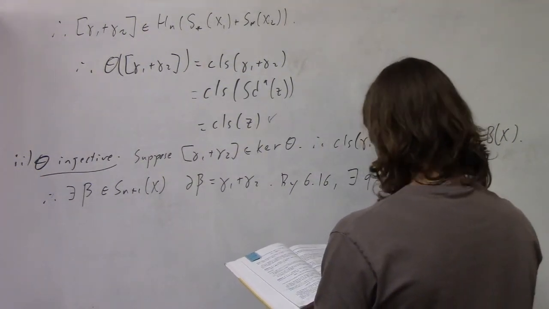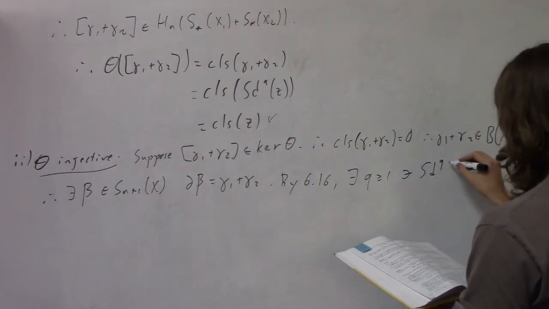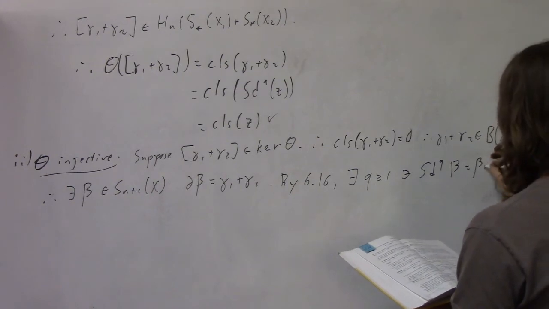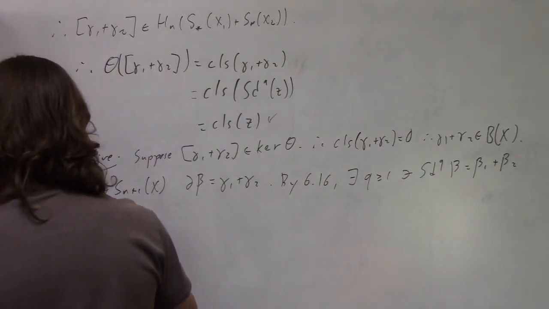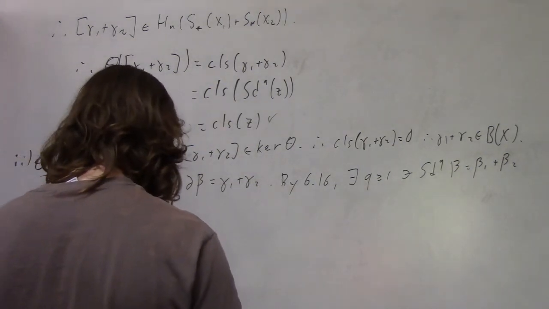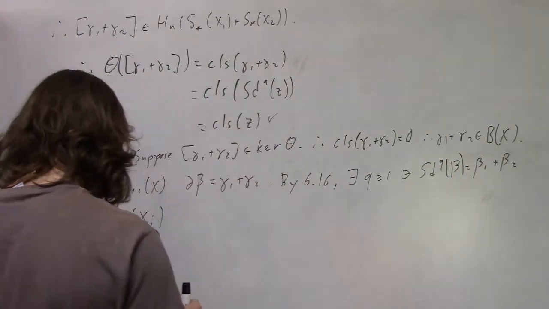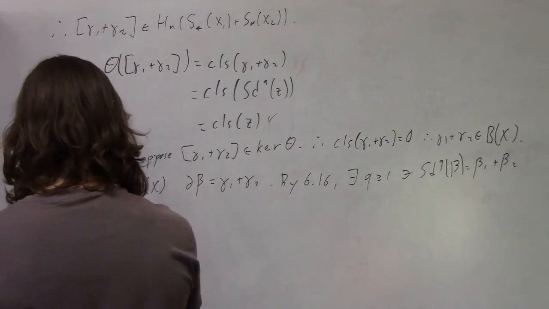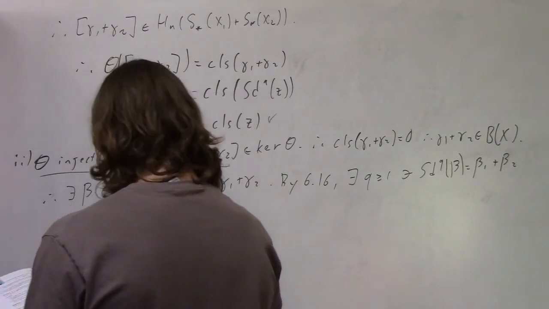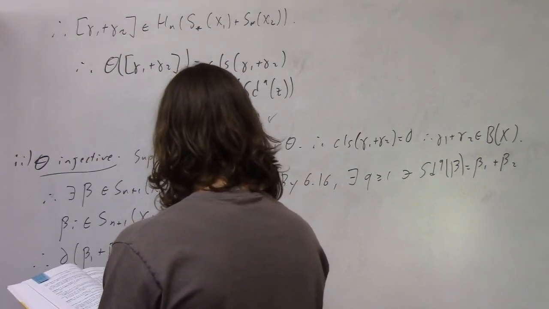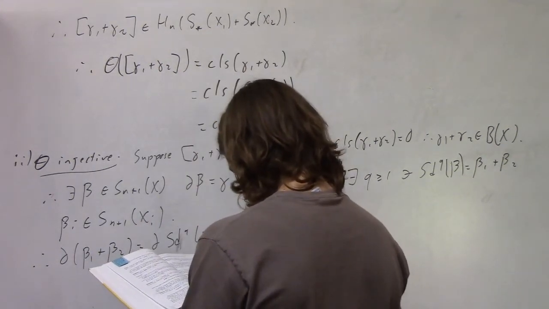There exists q greater than 1 such that SD^q of beta is equal to beta 1 plus beta 2, where each beta i is an element of S_(m+1)(X_i). So it's not that beta is equal to beta 1 plus beta 2, it's that the q-th subdivision of beta is beta 1 plus beta 2. That tells us that the boundary of beta 1 plus beta 2 is equal to the boundary of SD^q of beta, which is equal to partial beta.